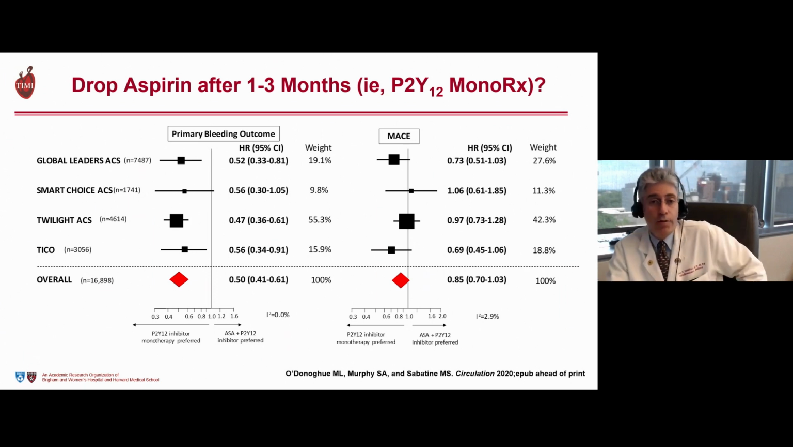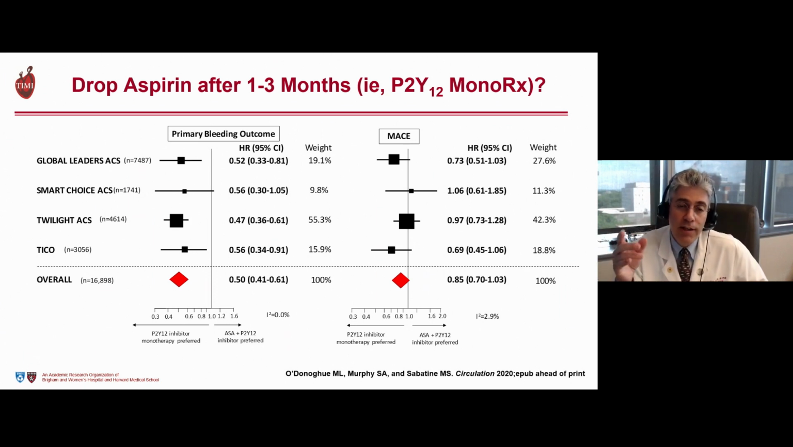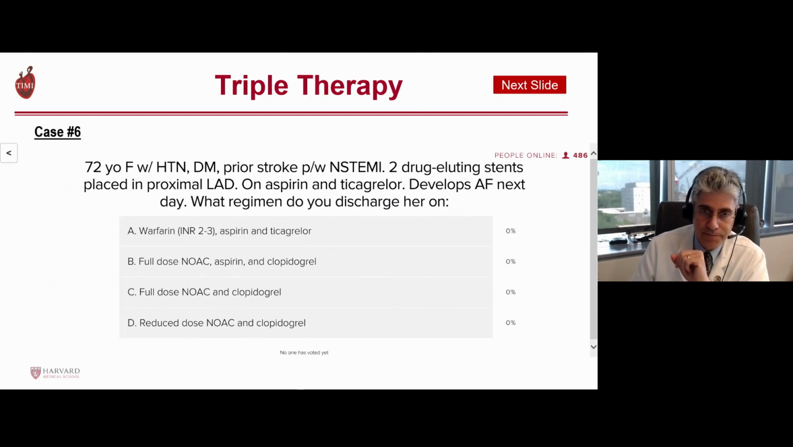And so Michelle O'Donoghue in our group nicely has shown that if you meta-analyze a series of trials that have looked at patients with ACS who you then drop the aspirin, so even though we think of that as the old standby, there are trials that have looked at dropping aspirin, you really decrease the risk of bleeding, and there really doesn't appear to be a price to pay for MACE. So this has opened up the notion that really maybe the answer is long-term P2Y12 monotherapy for our patients.